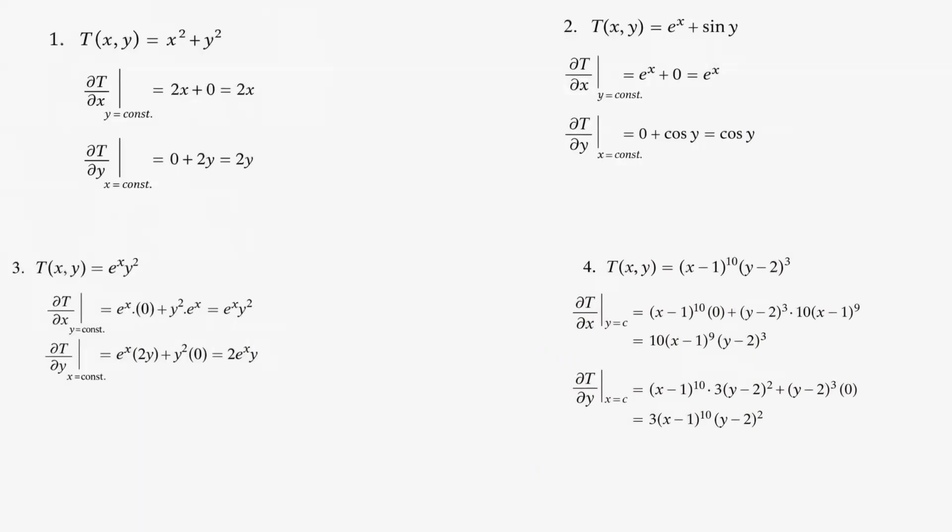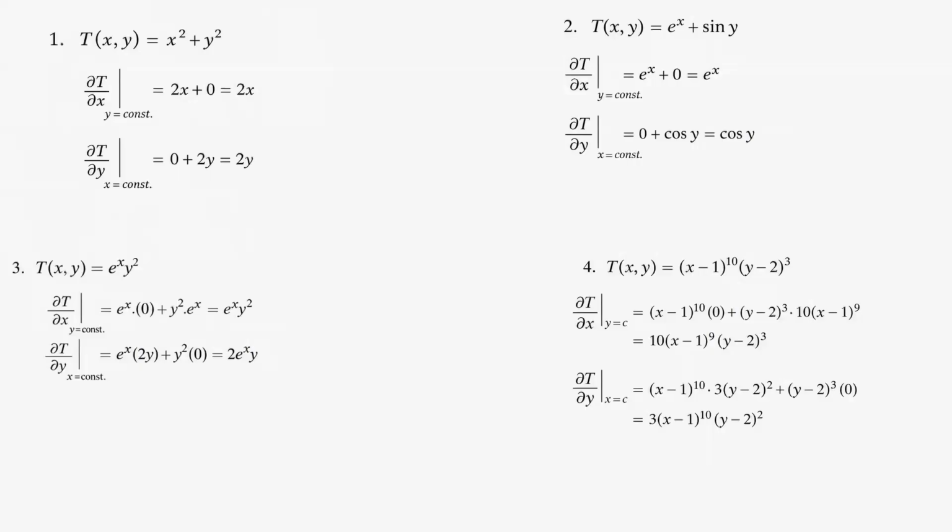For the fourth example, it is quite difficult because there is a chain rule. We will take x minus 1 whole to the power 10 as u, and y minus 2 whole cube as v. So we'll keep u, x minus 1 whole to the power 10, and we will differentiate v, y minus 2 whole cube, according to x. And there is no x in y minus 2 whole cube, so it will become 0.